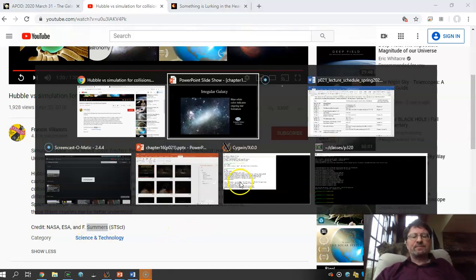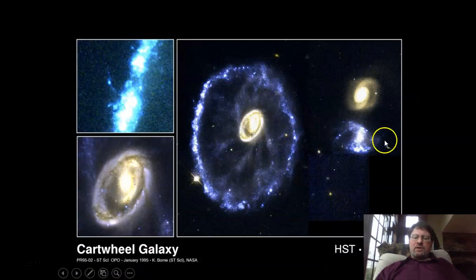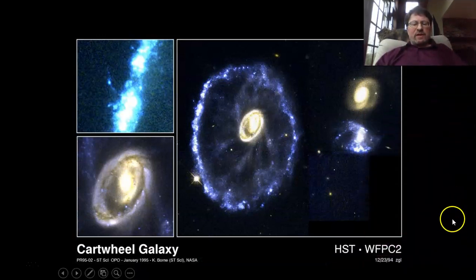So here's a beautiful HST image of the Cartwheel Galaxy. You can see why it's called a Cartwheel Galaxy. It kind of looks like a cartwheel over here. We're zoomed in on the center of the galaxy in the lower left, and on this star-forming region, which is a ring around the center of the galaxy. And these are two smaller galaxies off to the right here.